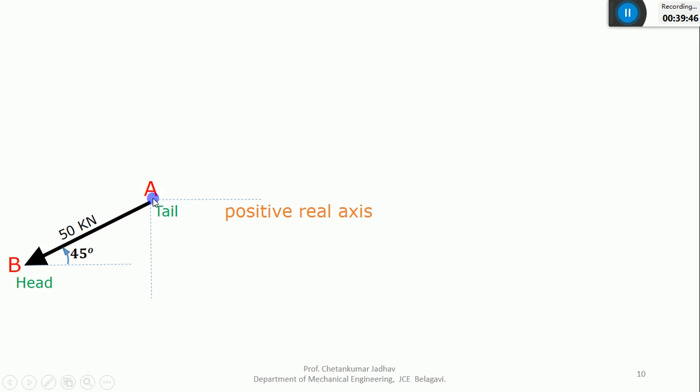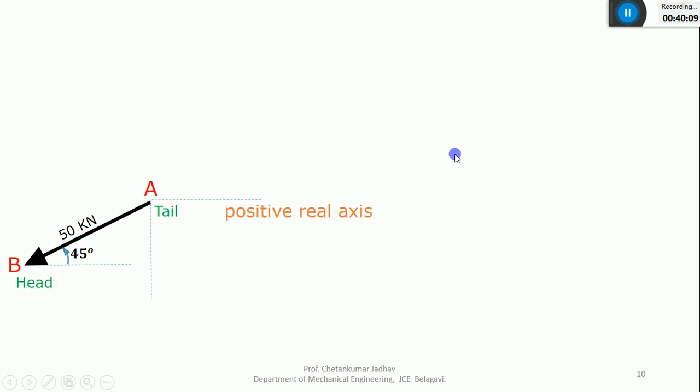A is the tail of the vector, B is the head of the vector. The magnitude is 50 kilonewton. It is moving in a downward direction in such a way that the angle is 45. Angle made by the head of the vector, 45. So please let me know the displacement of this vector AB.